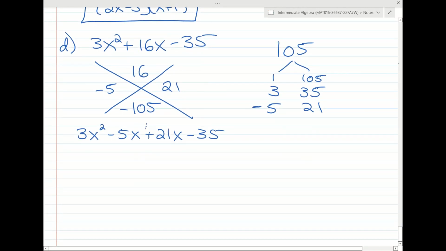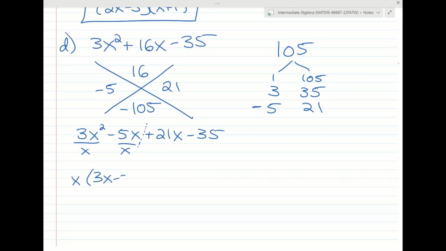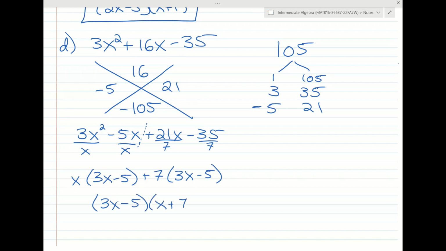Cut it down the middle. Take out an x from each of these. Take out 7 from each. You get the same thing inside parentheses, which means we did it correctly. We get that as our answer.